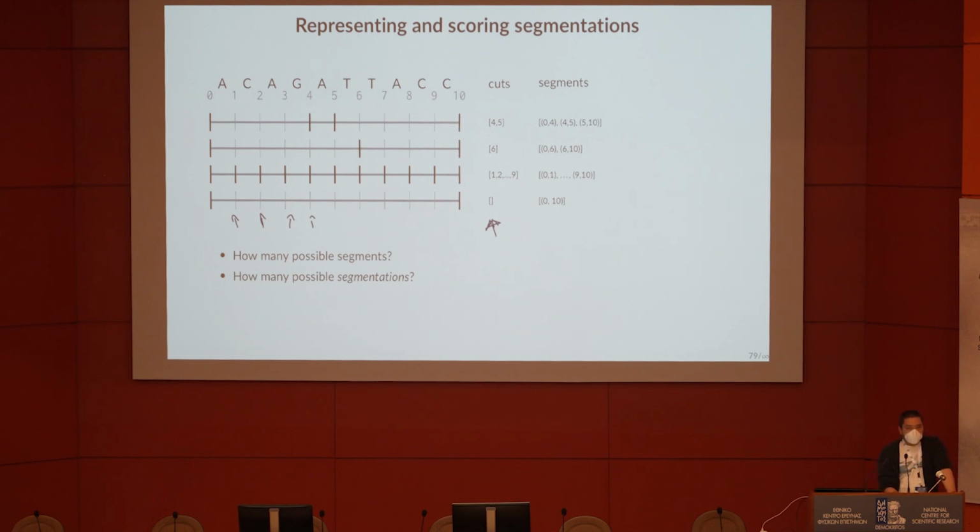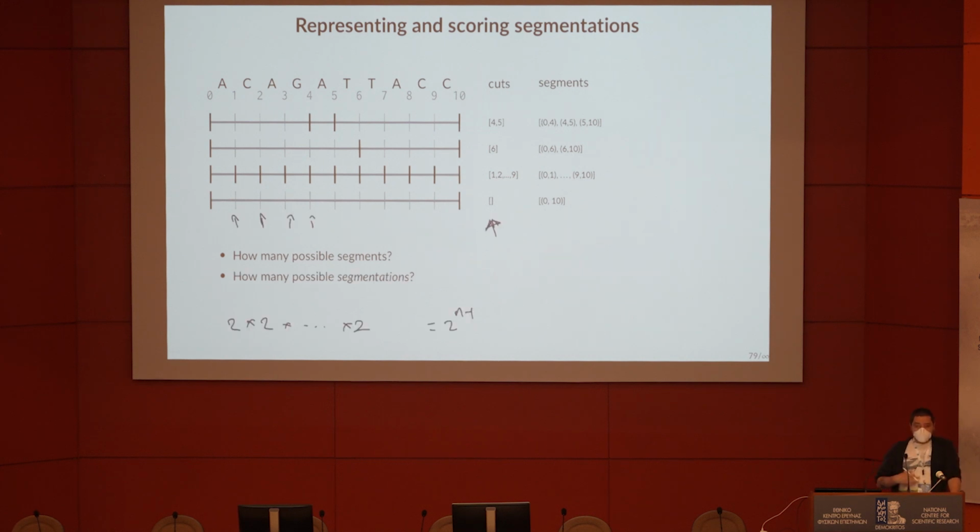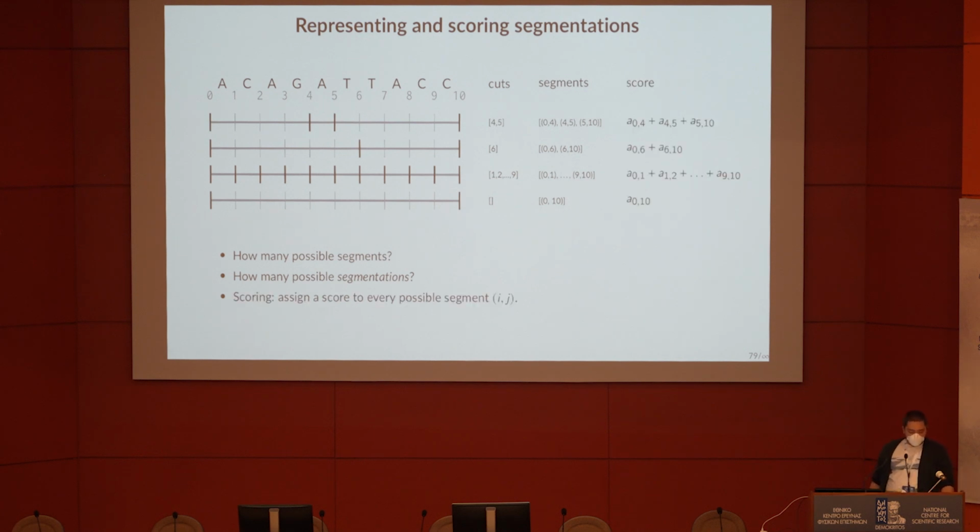So each of these choices leads to a different set of segmentations, right? So in other words, we have 2 times 2 times 2, how many times? 9 times. So it's 2 to the power of n minus 1. This is the number of total segmentations. You can think of it in terms of cuts. Okay. So exponentially many segmentations, quadratically many segments. This makes it already seem that we are in a nice dynamic programming universe.